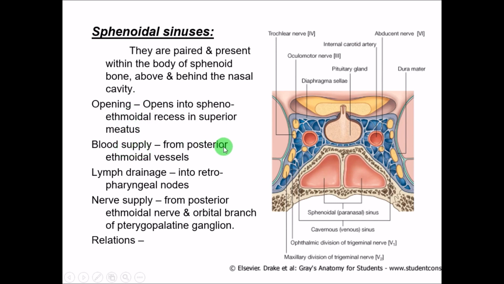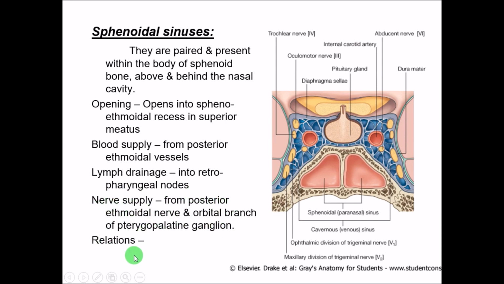Blood supply is from the posterior ethmoidal vessels, and the lymphatic drainage will be into the retropharyngeal group of lymph nodes because they are behind. The nerve supply is from the posterior ethmoidal nerves and the orbital branch of the pterygopalatine ganglion. Okay, so this is about the sphenoidal air sinus.